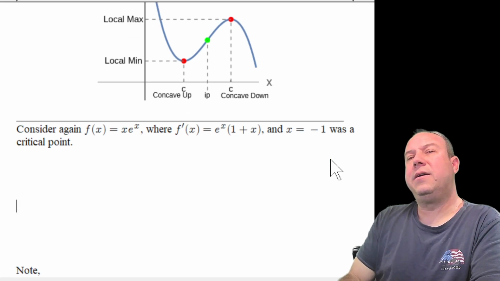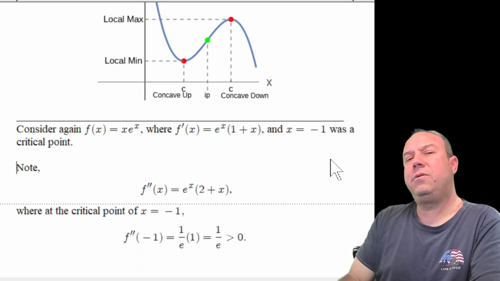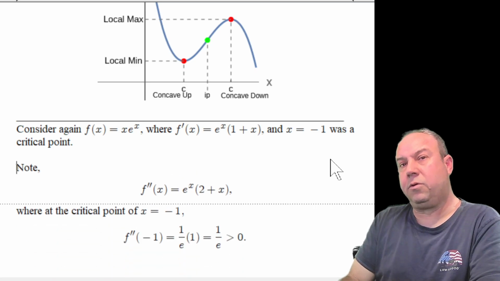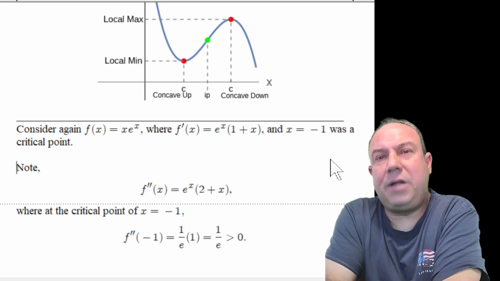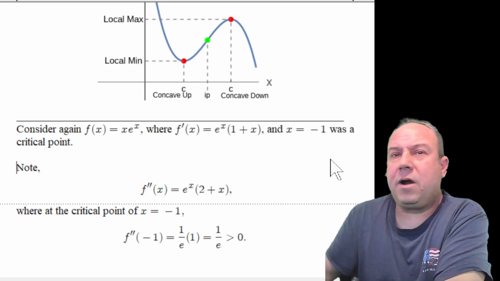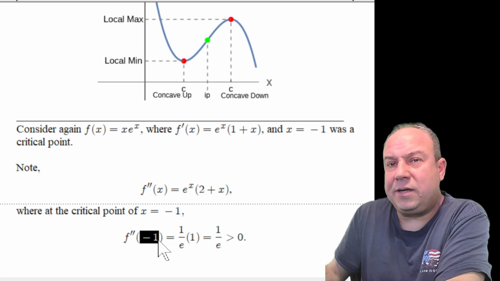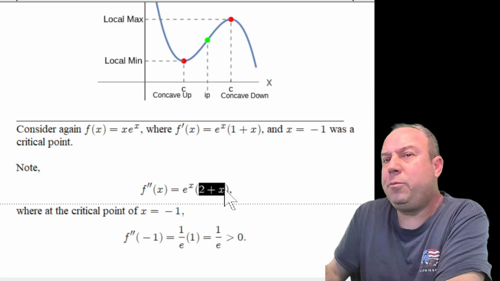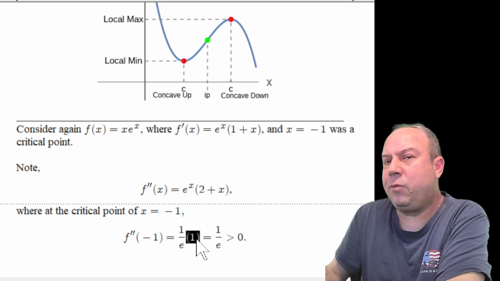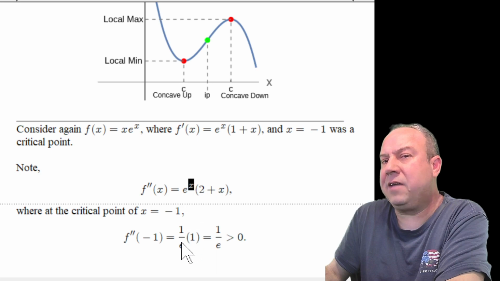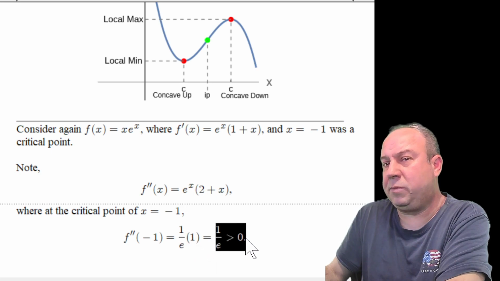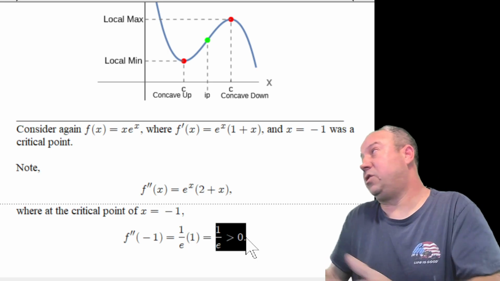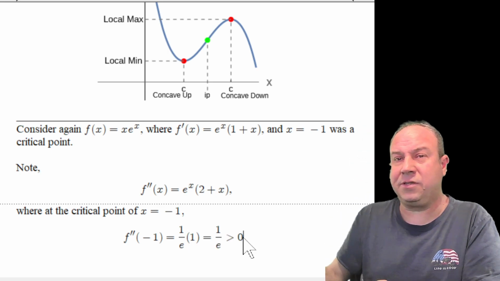If we note through a little bit more product rule, the second derivative of this function is e to the x times (2 plus x), where if I substitute in -1 into that function, 2 plus -1 is going to be +1 in value, and I'll have 1 over e, because e to the -1 is 1 over e, times +1, which is just going to always be greater than 0, which is a positive value, greater than 0.